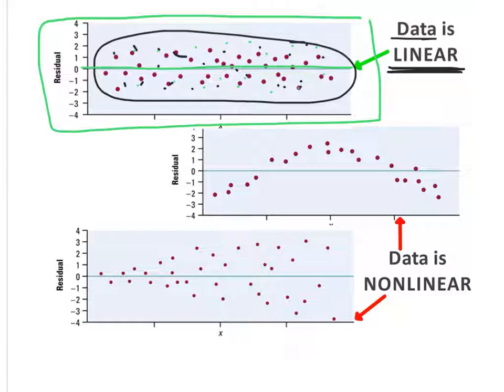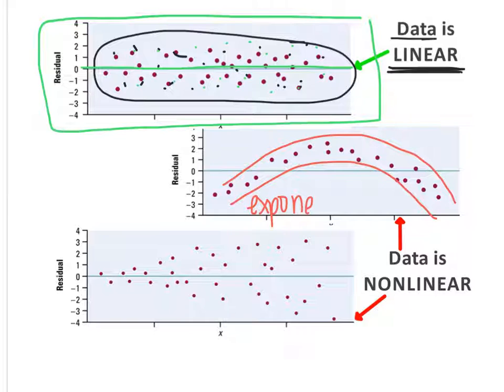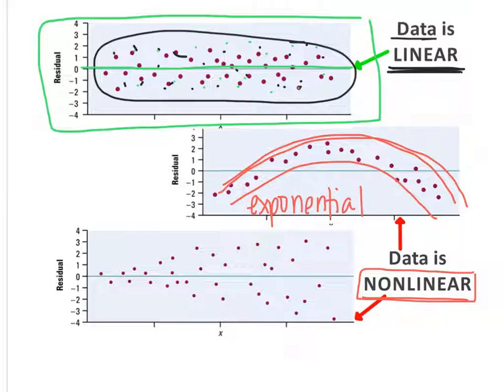What you don't want is something like the bottom 2 graphs. This one right here has a U-shaped pattern to the data, meaning the data is curved or quote-unquote exponential. So this would be exponential data, and we don't want exponential data to have a linear model. So if you see data that looks like this, that just means the data is not linear, meaning we don't want a least squares regression line for the data.